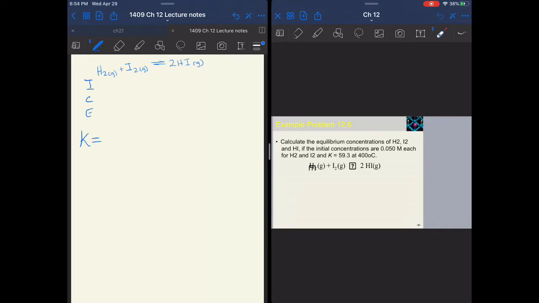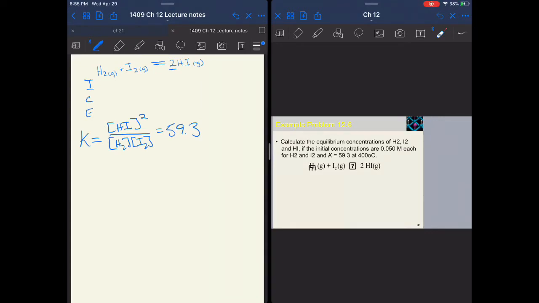So we know that K equals the concentration of the products raised to the stoichiometric coefficients over the concentration of the reactants. So we'll have H2 and I2 on the bottom. We also know, because the problem tells us, that K equals 59.3. So that's going to be helpful later. The temperature, you're not going to use it in the calculations, but K would vary at different temperatures since temperature affects rate and any manner of other issues with equilibrium.